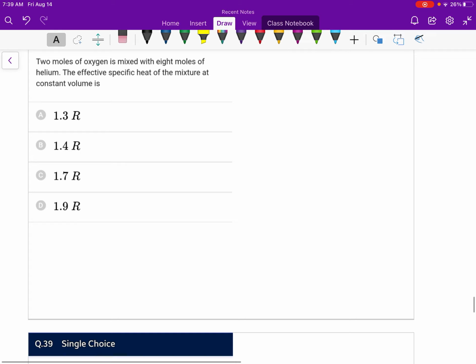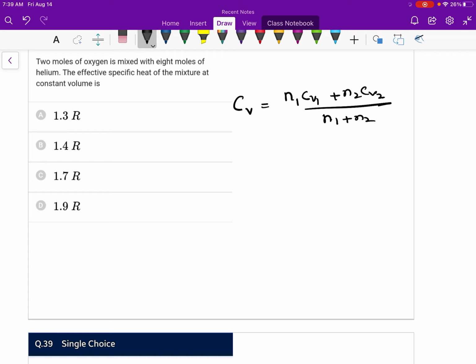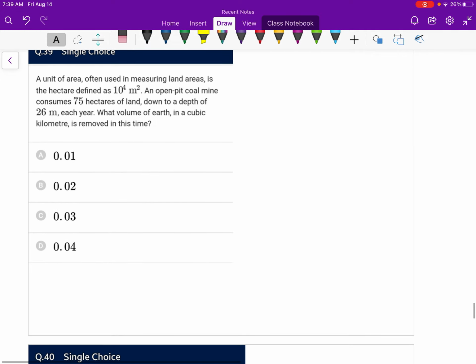2 moles of oxygen are mixed with 8 moles of helium. So CV equivalent is N1 CV1 plus N2 CV2 upon N1 plus N2. So 2 moles of oxygen and CV is 5R by 2, with 8 moles of helium, 8 into 3R by 2, upon 2 plus 8, which is 10. So we can easily calculate.